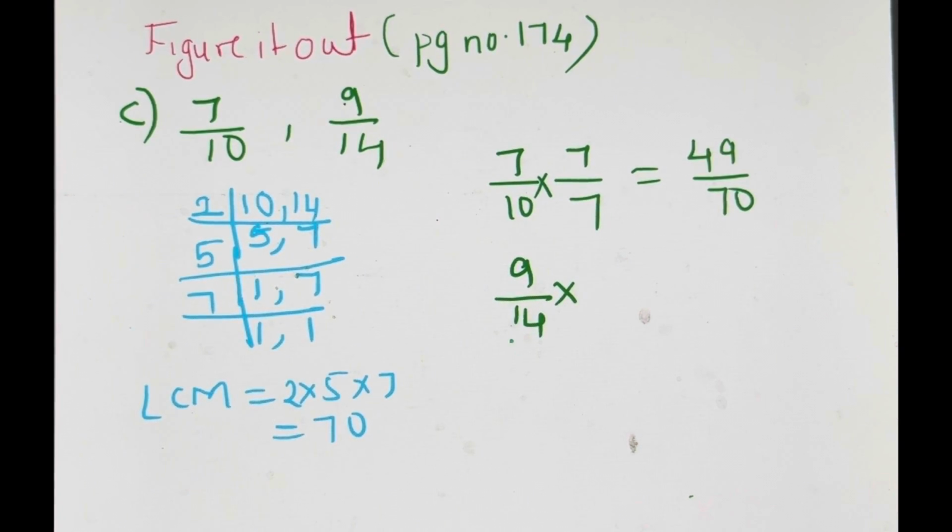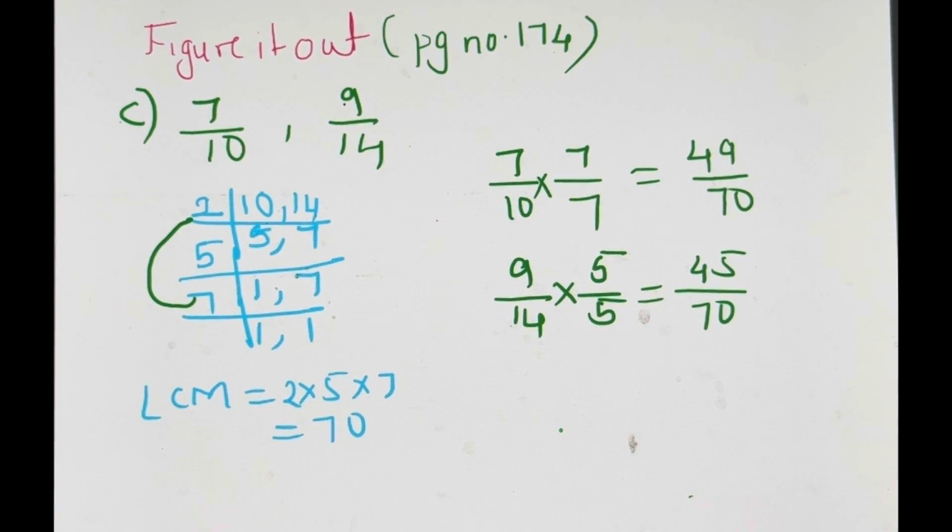Here, the denominator is 14. So you find out what is 14 here. 7 2s are 14. What is remaining is 5. So multiply by 5. 9 5s are 45. 14 5s are 70. So this is a trick when the numbers are too big. If you don't know the table of 14, such tricks will help you, right?